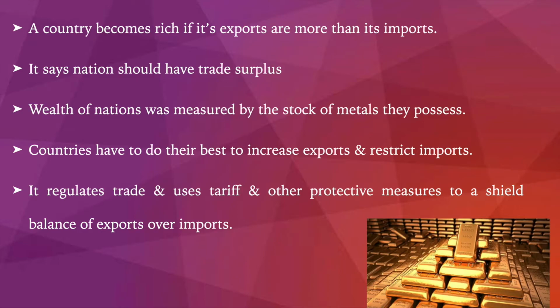So countries have to do their best to increase their exports and restrict imports. The theory directly aims at trying not to depend upon your neighboring countries for goods and services. Instead, whatever your country is efficient at, try and produce it on a larger scale. That way, you can start exporting more. So every country started working on reducing their imports and increasing their exports.